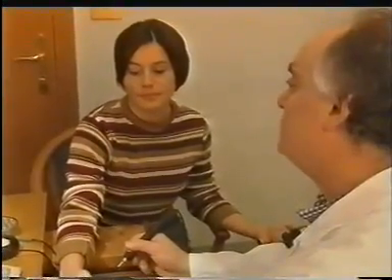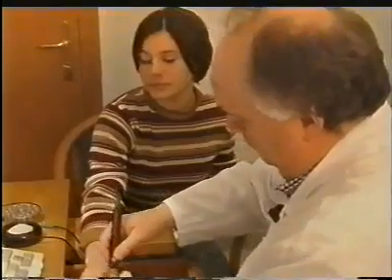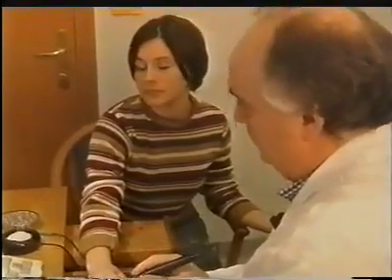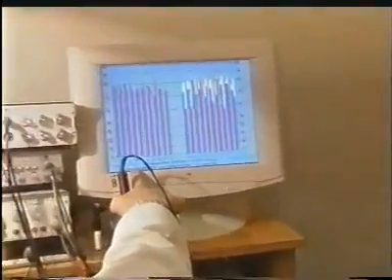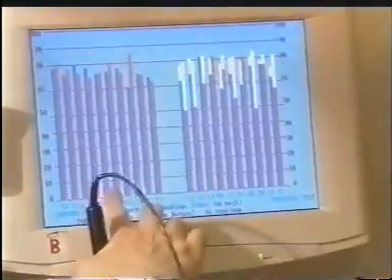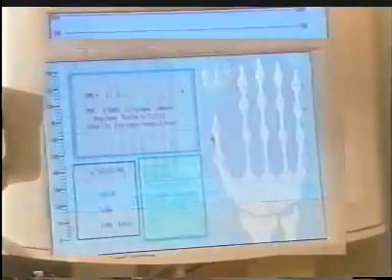Now we're redoing the test after the treatment. Here on the left are the results of the latest test after the treatment. This is before the treatment. These are the hands. So these are the hands after the treatment. And here the hands before the treatment.